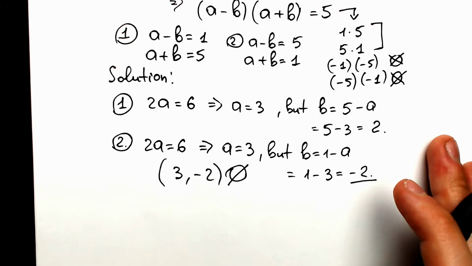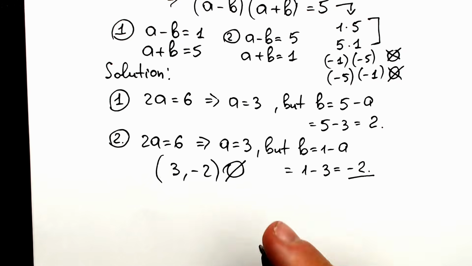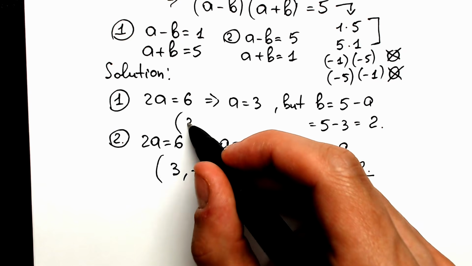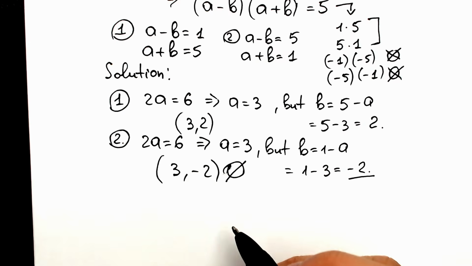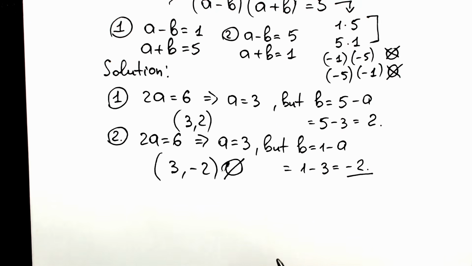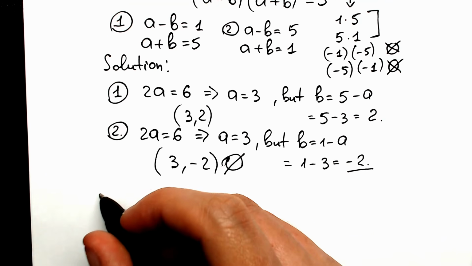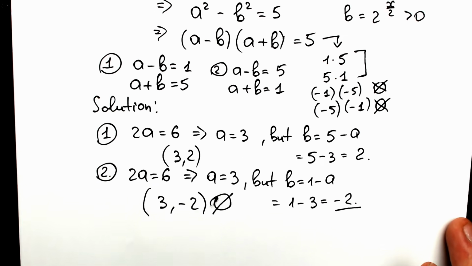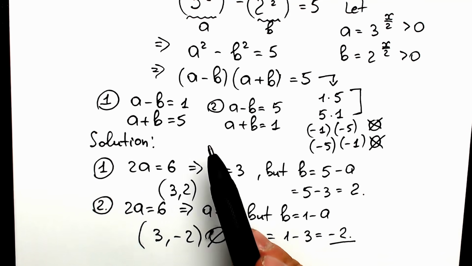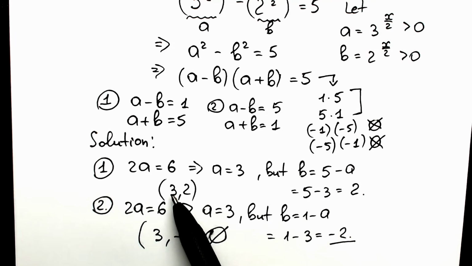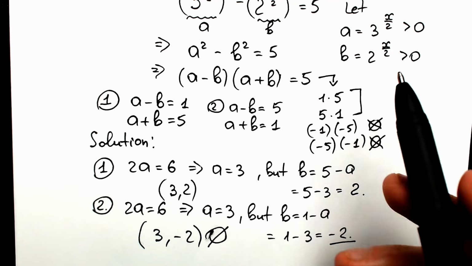But if you're interested in complex numbers, you can easily solve this one. So we are interested only in the pair 3 and 2. Okay, so that's why we need to go back to our substitution. So where do we have it? We have 3 and 2. We have 3 equal to 3 to the power x over 2.